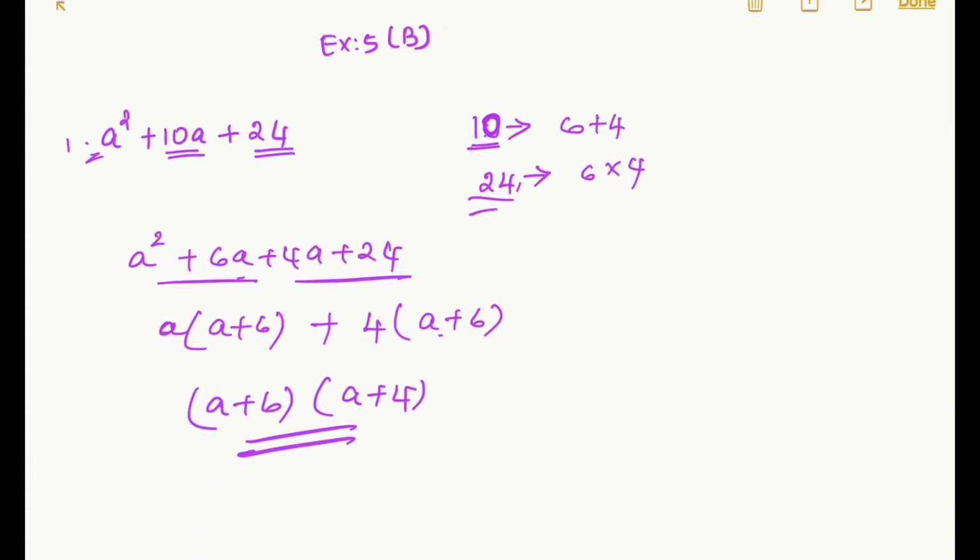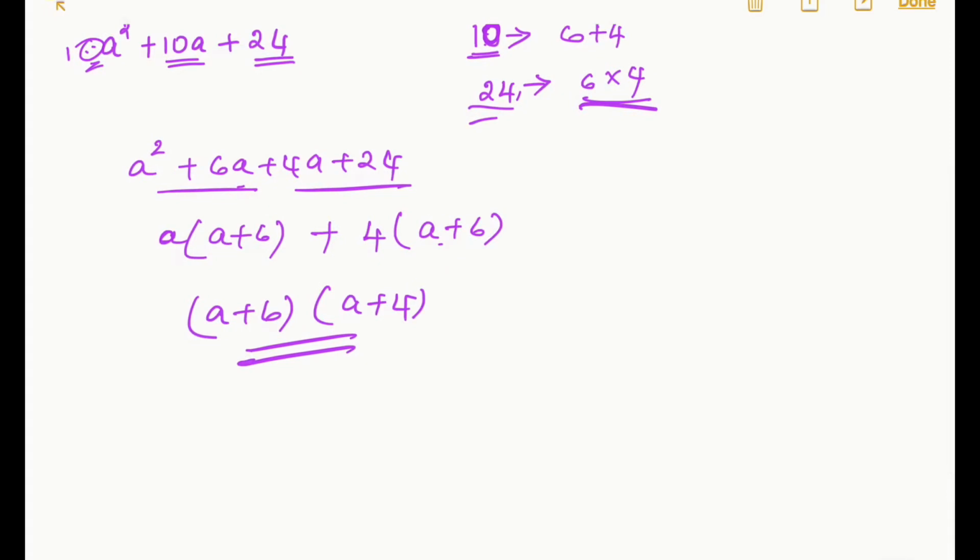Here we have taken only 24 because the value of a here was 1. Usually we take whatever value we get, and that multiplied with c should give us the product. When we do a problem like that, it will be more clear to you. Now coming to the second question.